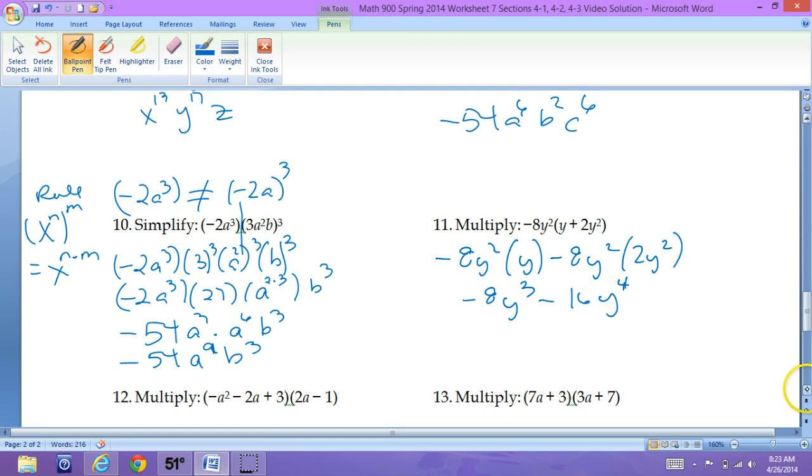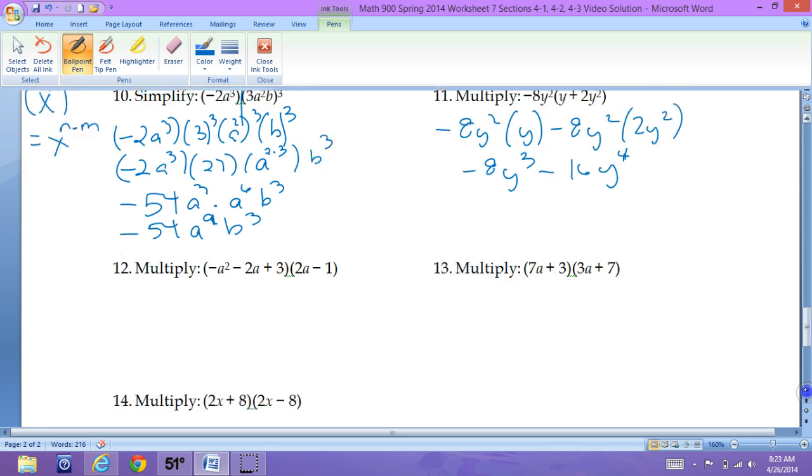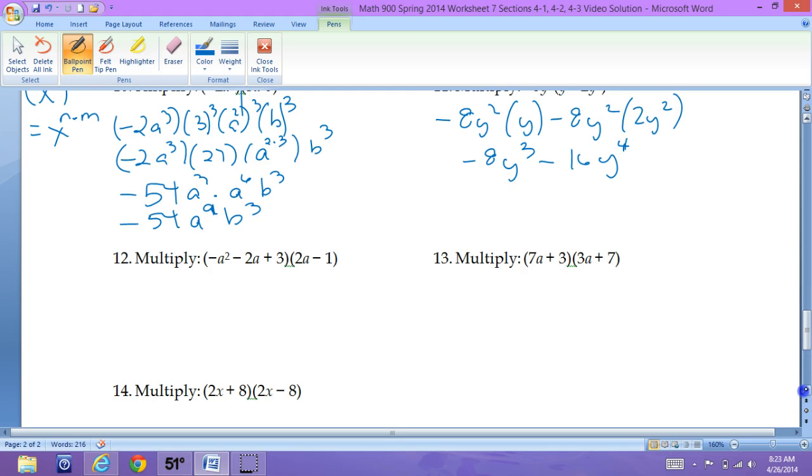So that would be it. Now, when we move on to chapter 5 and we do factoring, then you would be taking this and pulling out a greatest common factor to get back to here. Okay, so now we're going to multiply this through.